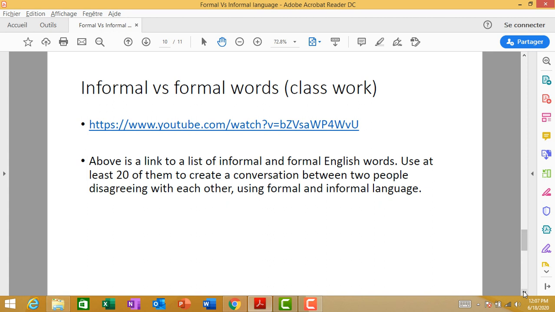So let's read it. Above is a link to a list of informal and formal English words. What you will do with it is use at least 20 of these words to create a conversation. This is very, very important. Okay, this is not homework, guys. This is classwork. That means you are going to pause the video and do this as we speak. You're going to use 20 of the words that you will find when you follow the link to create a conversation between two people who are disagreeing with each other, where one of them is using formal language and the other one is using informal language.